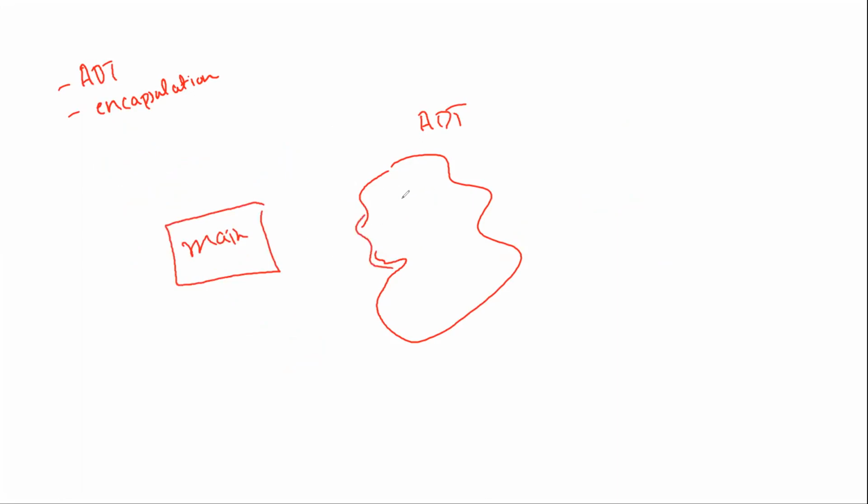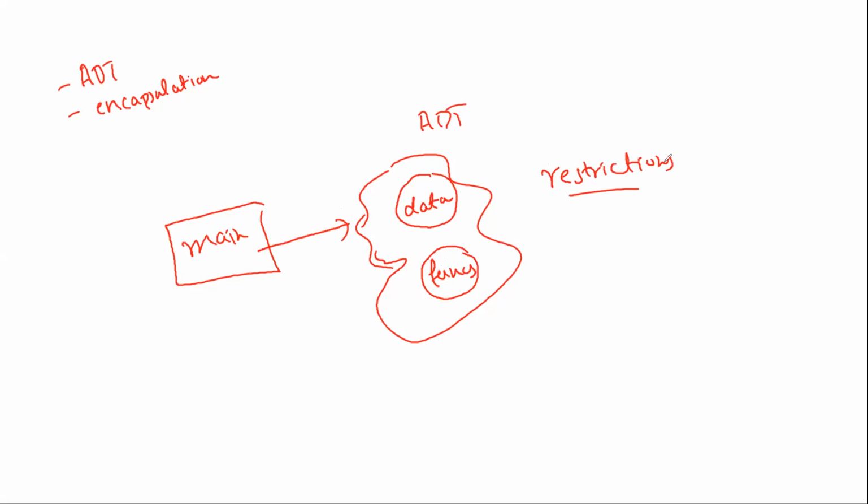Within this, I told you there are two things. There is some data and there are some functions. We put them together in a capsule. Now suppose this is your main program. Main program wants access to data or functions. Now we will have some restrictions. Why will become clear, that why we are doing this. For the time being, we are discussing what we are doing.